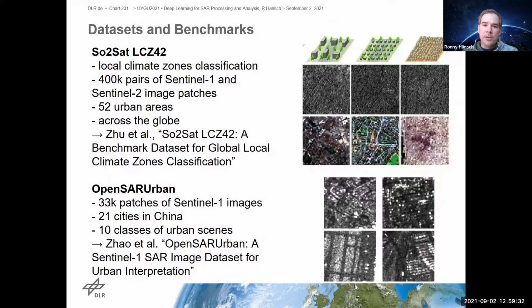For image classification, there is the So2Sat dataset for local climate zones. They have a lot of different climate zones defined and corresponding Sentinel-1 and Sentinel-2 image patches also aligned to those semantic classes. Another example is OpenSAR Urban, where again you have Sentinel-1 patches distributed over cities in China with different urban classes.